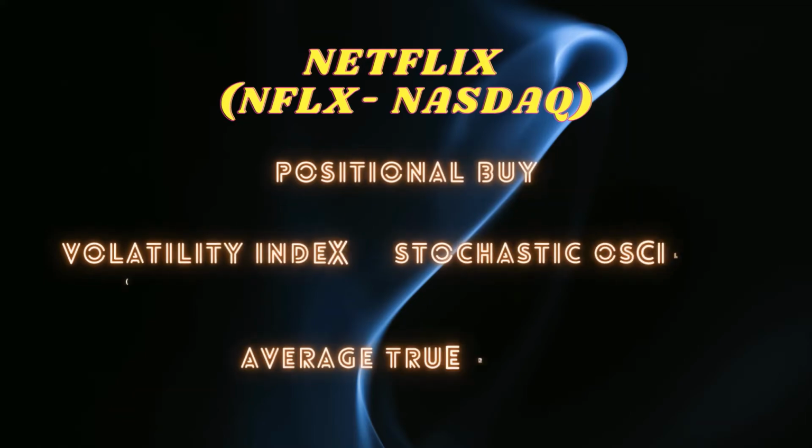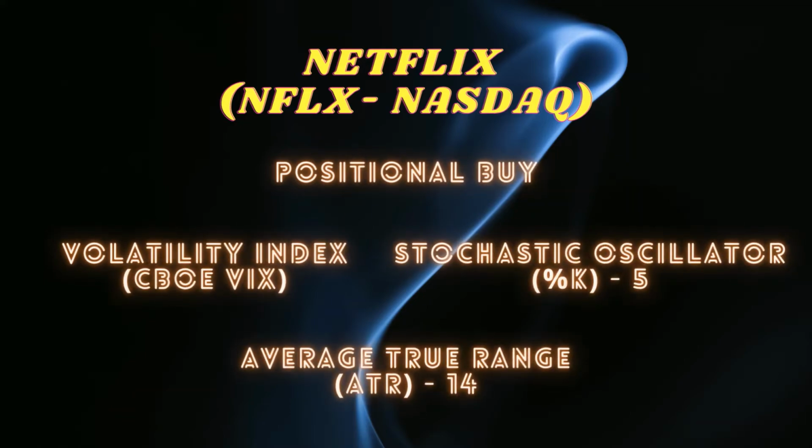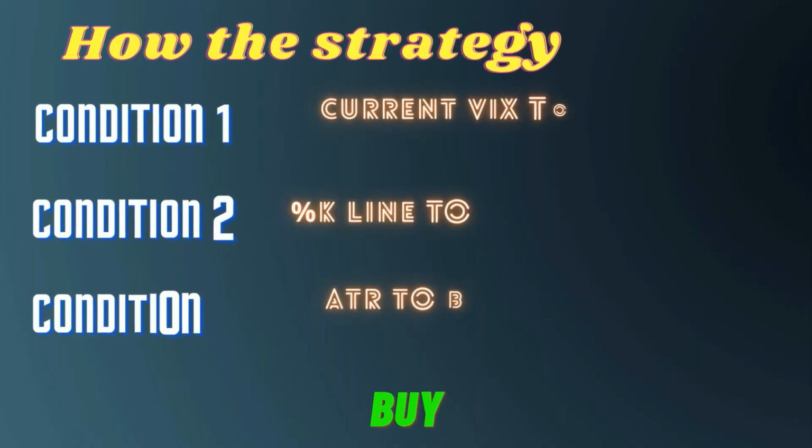Let's go to the US markets. Our next strategy is for the stock Netflix, trading in NASDAQ. This is a positional buy strategy, which means we buy first and sell after a few days. For buy signals, we will make use of the volatility index, CBOE VIX to be specific, in addition to the stochastic oscillator, wherein we will track the percentage K line, which is of 5 period, and average true range, also known as ATR, 14 period. So how does this strategy work?